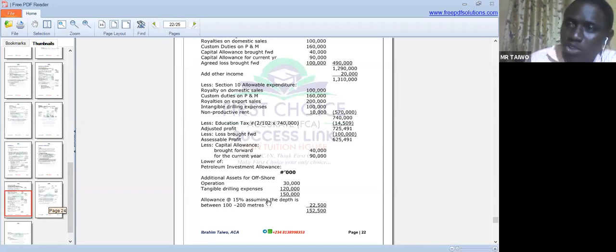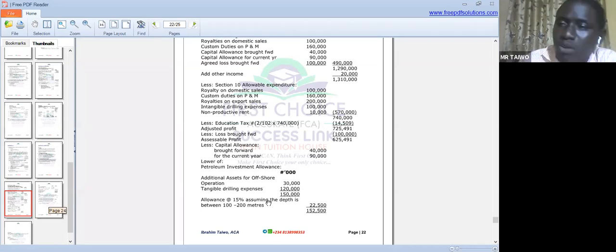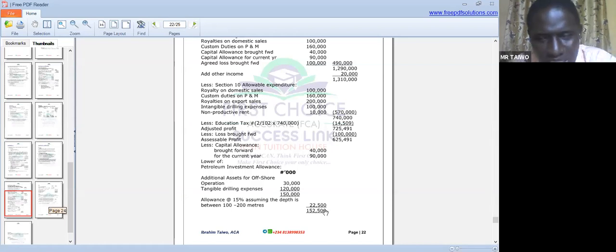Don't assume 5% of onshore. Just assume offshore. You assume if it's 10% or 15%. Just tell them: first, the location was not given in the question, then I assume this. Look at their own solution. The allowance at 15%, that's between 100 and 200. They assume the depth is between 100 and 200. Now, 15% of 150,000 is 22,500. If you add that with 90 and 40, it gives you 152,500. That is the first part of the capital allowance.